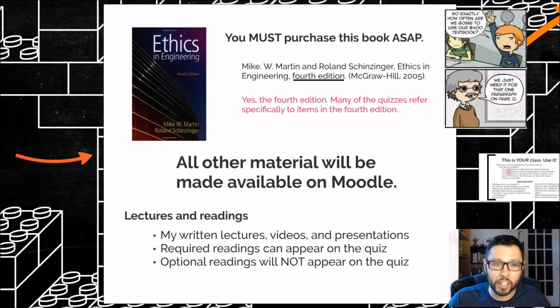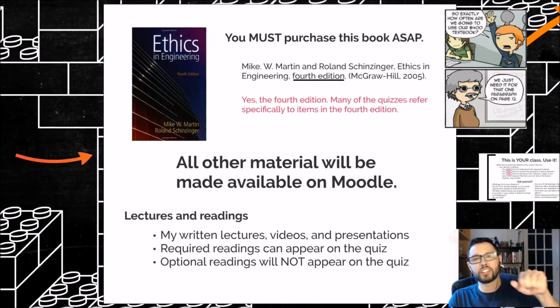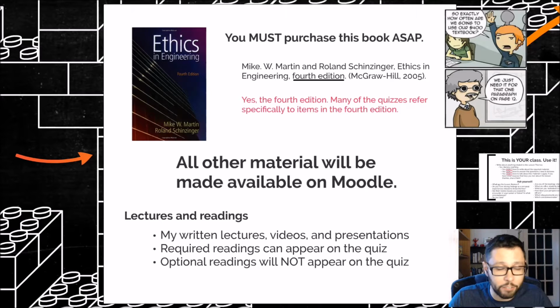The biggest detail right off the bat is that you need to purchase the textbook. It's Ethics in Engineering by Martin and Schinzinger, 2005. We're using the 4th edition in the class, and yes, you have to use the 4th edition. Some of the quizzes, some of the assignments in class will refer to specific pages and cases described in the 4th edition of the book that aren't in previous editions of the book. So please get the 4th edition of the book. It's not very expensive. It's like $15. It's not $400. And it's in the bookstore used for $15, or you can get it on Amazon pretty easily.